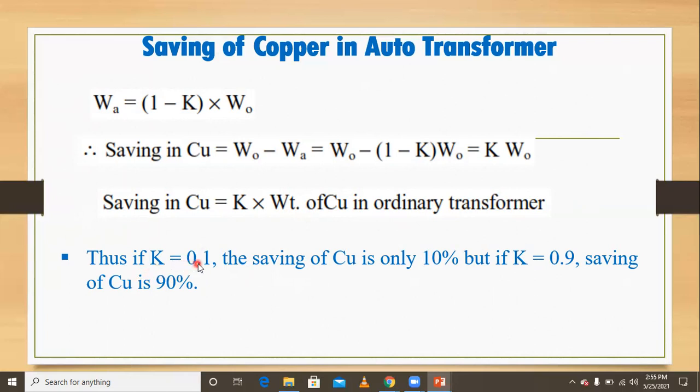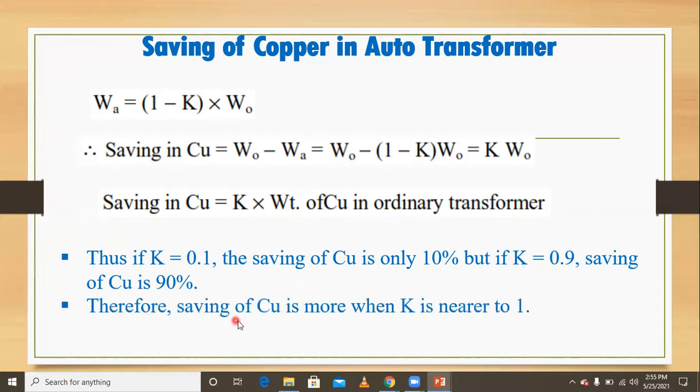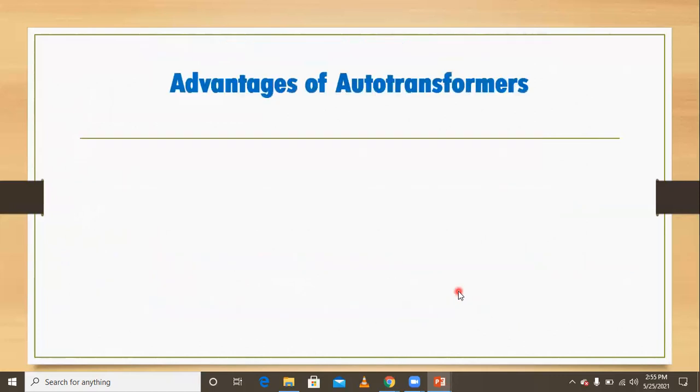Thus if K is equal to 0.1, the saving of copper is only 10%. K is called the transformation ratio: N2 by N1, V2 by V1, and I1 by I2. But if K is equal to 0.9, the saving of copper is 90%. Therefore the saving of copper in the auto transformer is more when K is near to 1. Understood? So that is about the auto transformer.